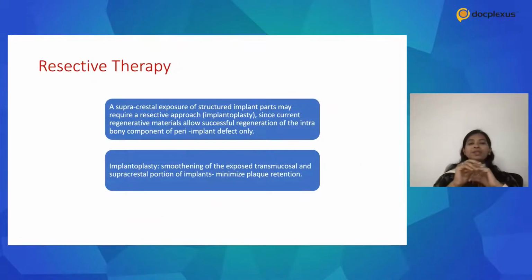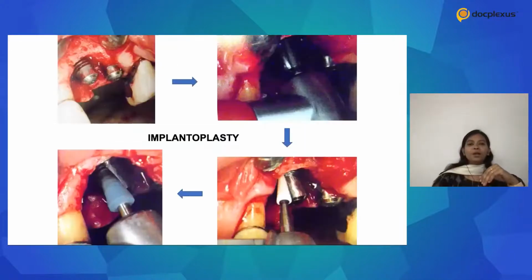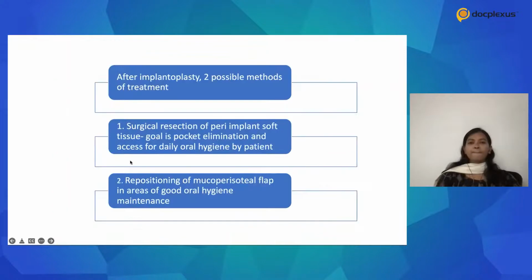As I told you, resective therapy will involve polishing, or you will have to do an implantoplasty, which will allow the polished surface of the implant to be maintained. You will smoothen the exposed transmucosal component, which will minimize plaque retention. So this is how an implantoplasty will be done. When you polish the supraalveolar structures, you will get a polished implant surface like this. You may use diamond coated burs to polish the implant surfaces.